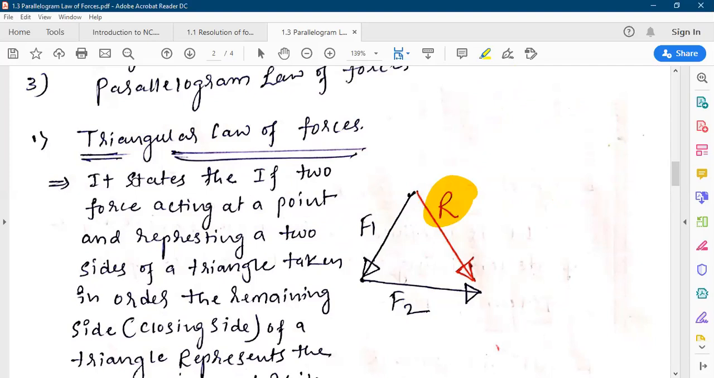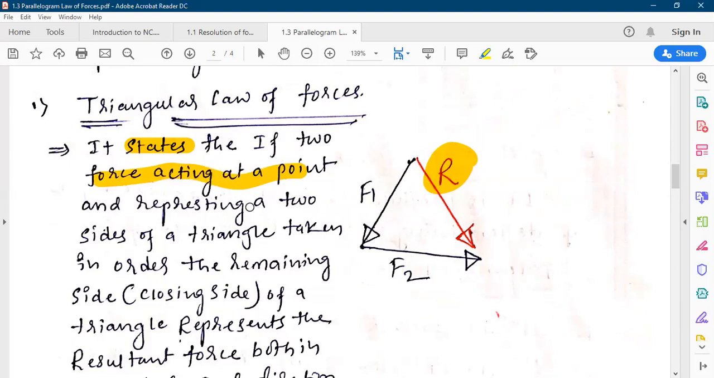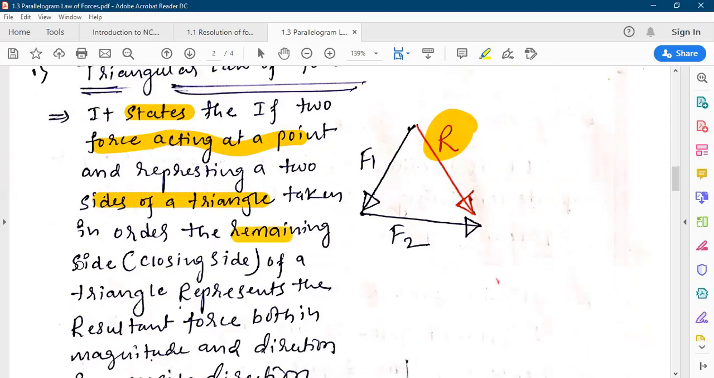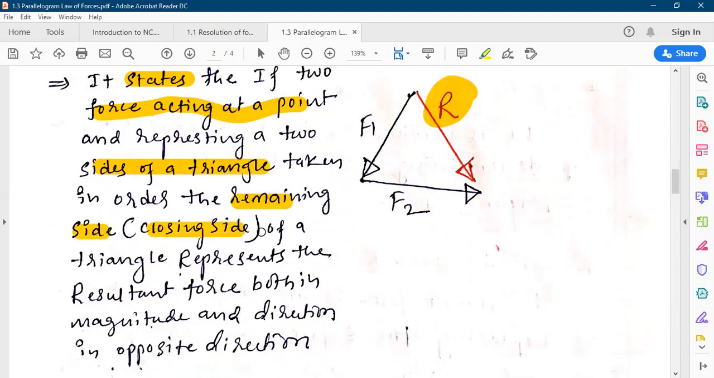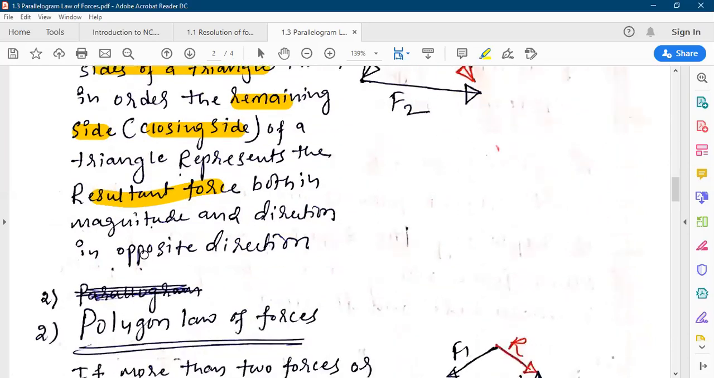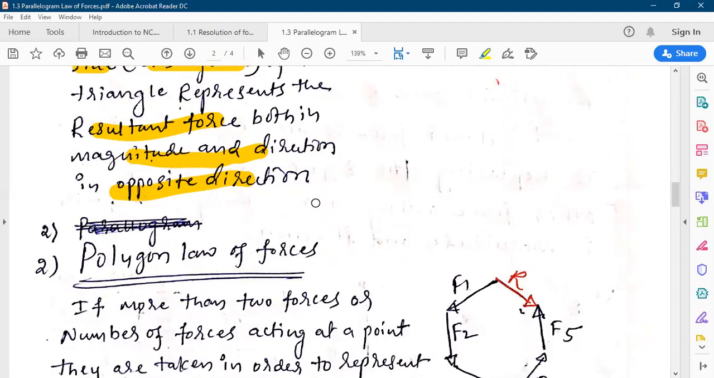It says that if two forces acting at a point are represented as the two sides of a triangle taken in order, the remaining or closing side of the triangle represents the resultant force both in magnitude and direction. So this is what we can define as the triangular law of forces.